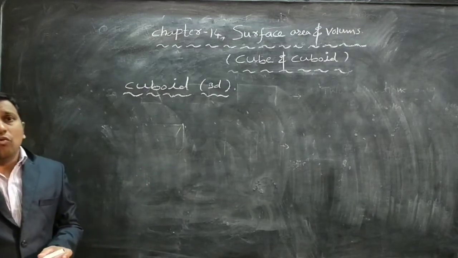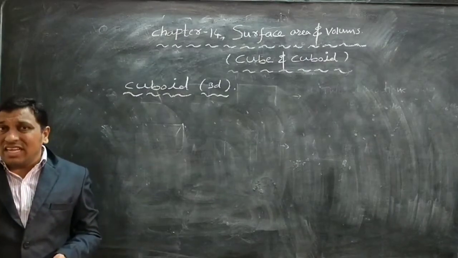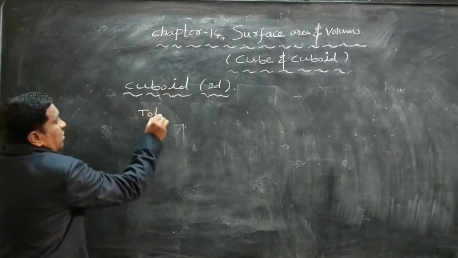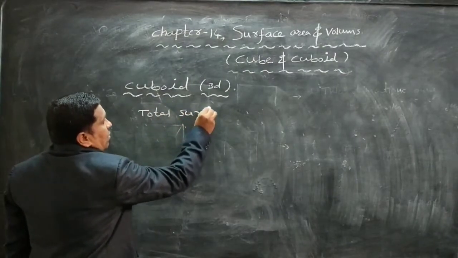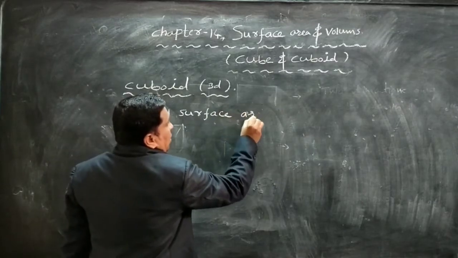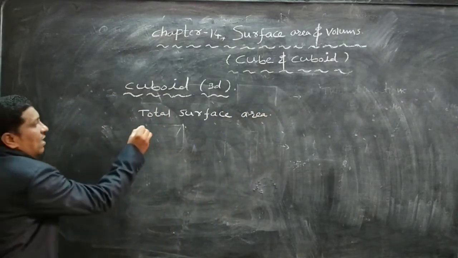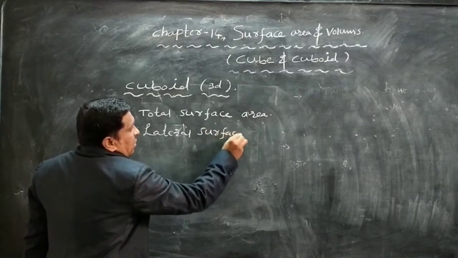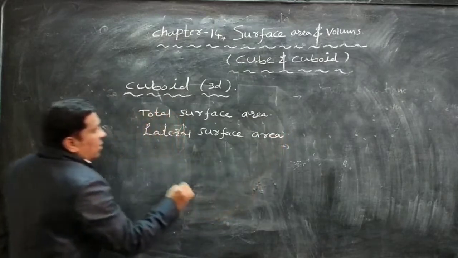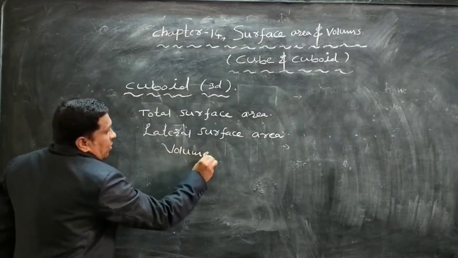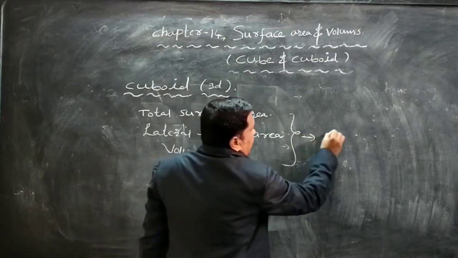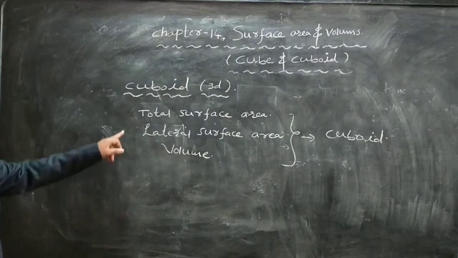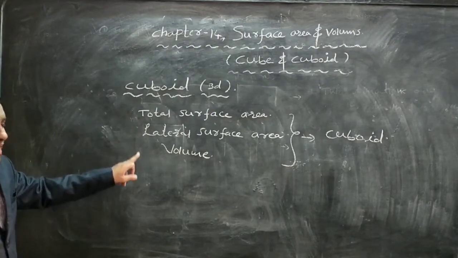Now let us discuss what the total surface area, lateral surface area and volume of a cuboid are. First one is total surface area. Secondly, lateral surface area, and volume of a cuboid. Okay, this is the important topic: total surface area, lateral surface area and volume of a cuboid.